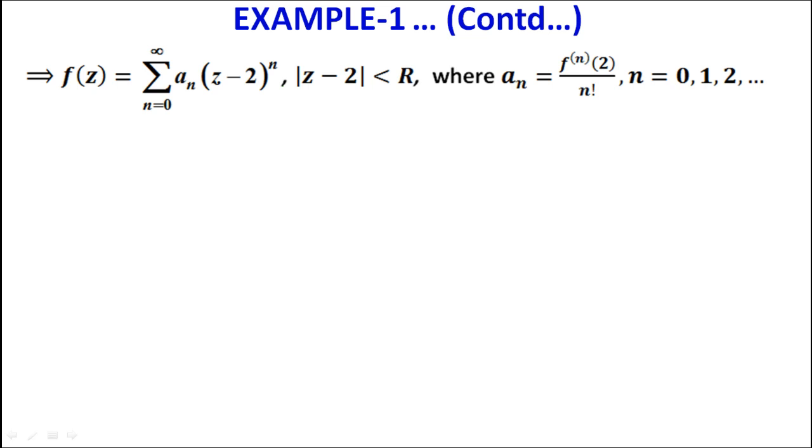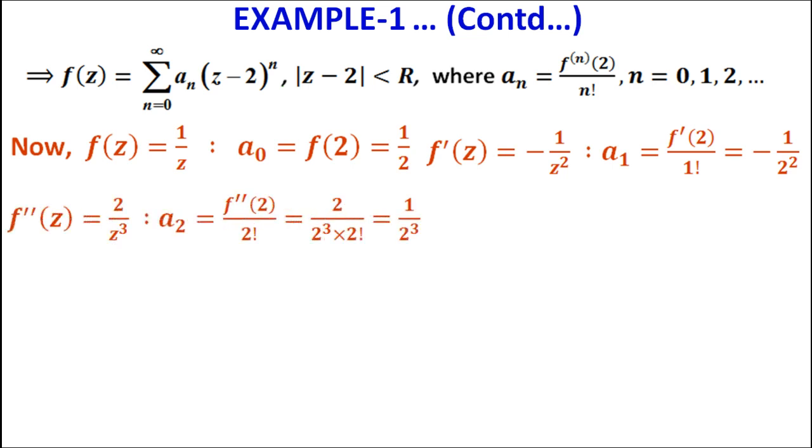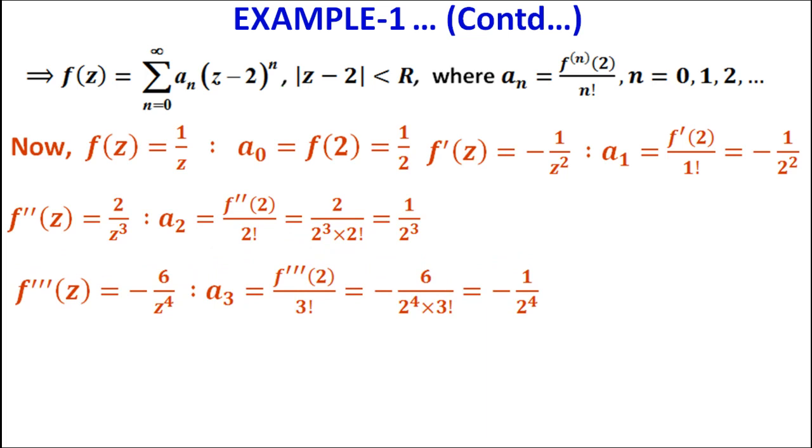So now f of z is equal to 1 by z, then a0 is equal to f of 2 which is 1 by 2, and the first derivative of f is minus 1 by z square, and a1 is equal to f dash of 2 by 1 factorial which is minus 1 by 2 square. The double derivative was calculated and a2 was calculated as 1 by 2 cube. So third derivative of f at z is minus 6 by z power 4, and a3 was calculated as minus 1 by 2 power 4.